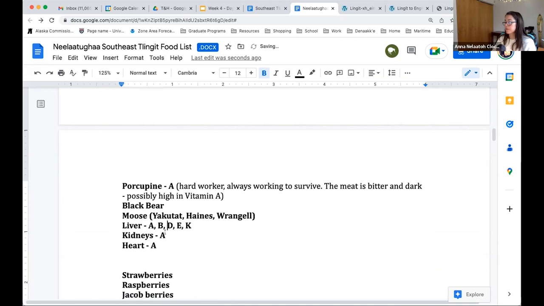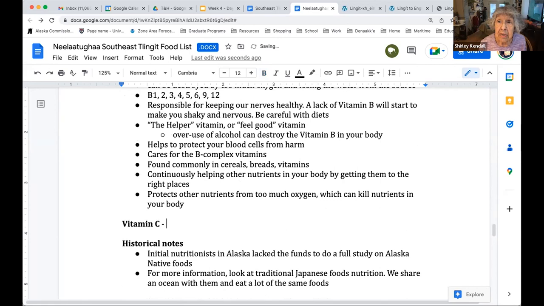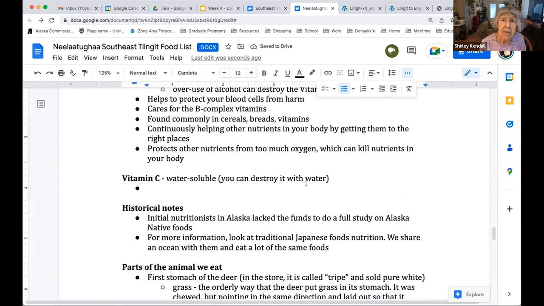We will go on to vitamin C. Vitamin C is a water-soluble vitamin. In other words, you can destroy it with water. It leaches really quickly into water, so you have to be careful to protect it. Vitamin C, what it does in your body, the main job that it has is to protect you from infection.